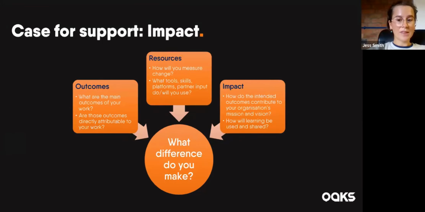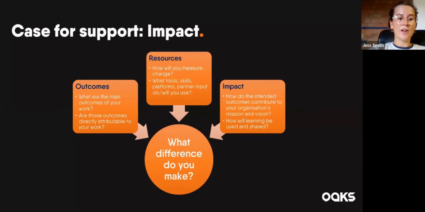The fourth part of the case for support is the impact. So what difference do we make? We've had the solution, we've got the programme that we want to run, and now you have to think about the impact. So what are the short-term and long-term impacts of the programmes that we're going to be running? And as an organisation, what does that mean for you? So you want to think about the main outcomes of your work. So what can you be accountable for, and what do you contribute to your beneficiaries?